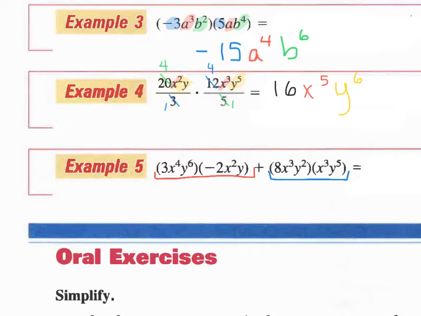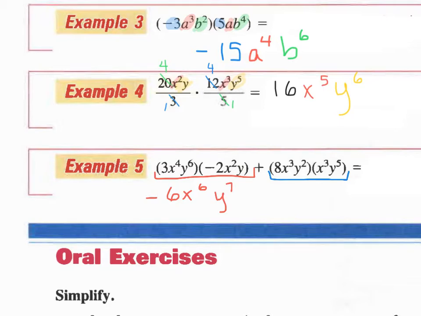So for the red that I've put a little line underneath, I'm going to multiply the coefficients. So 3 times -2 is -6. And then I'm going to add my x's, so that becomes x to the 6th. And then I'm going to add my y's, y to the 7th.